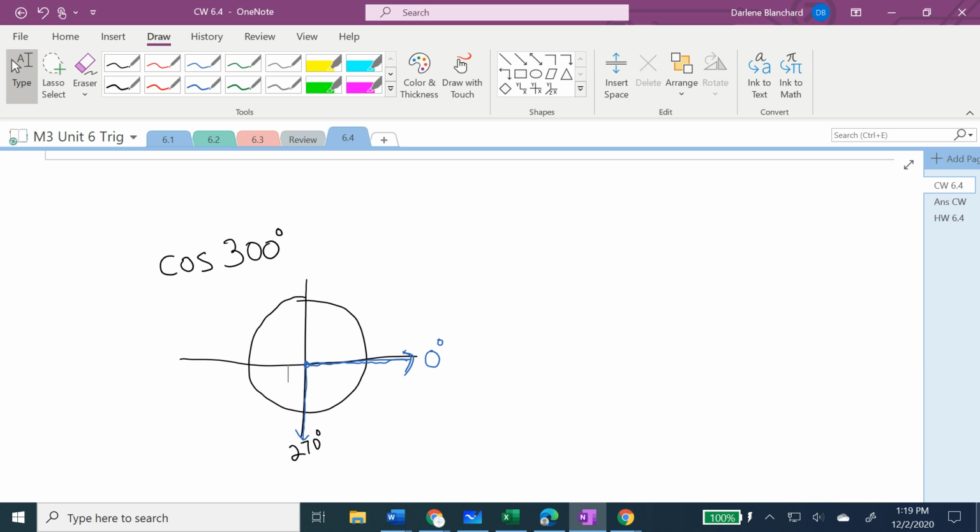So if 270 takes you that far, 300 degrees is 30 degrees farther than that. And 30 degrees farther than that is 1/3 of the way from 270 into quadrant 4. 30 degrees is 1/3 of a quadrant. 45 degrees is half a quadrant.